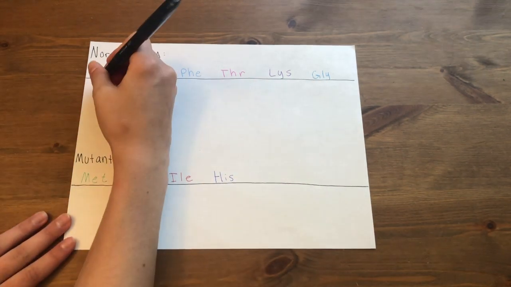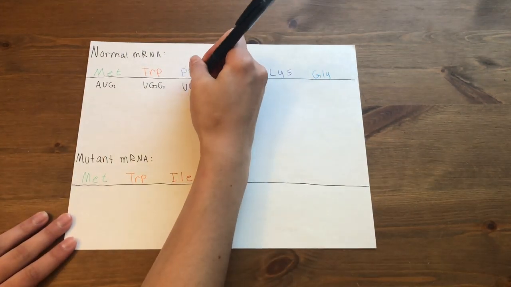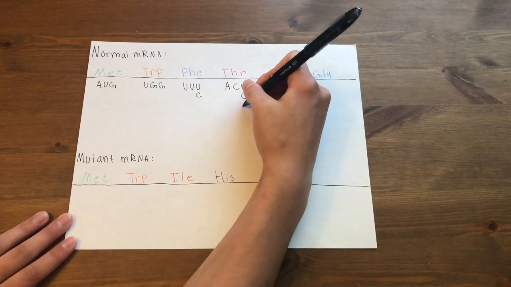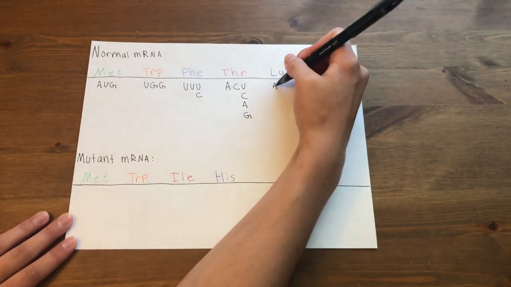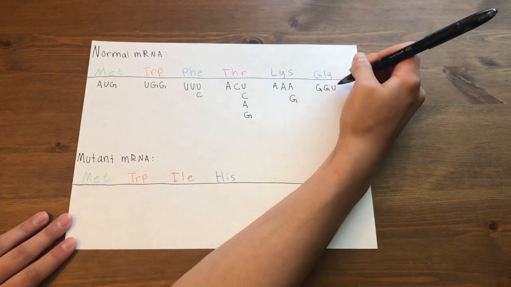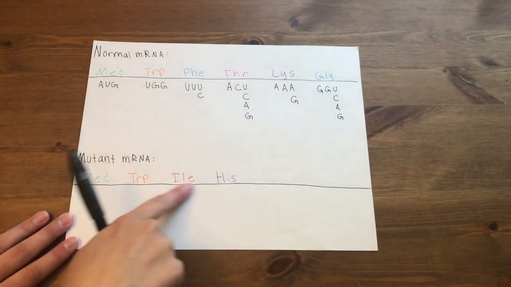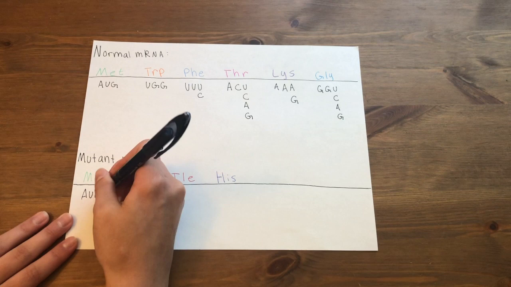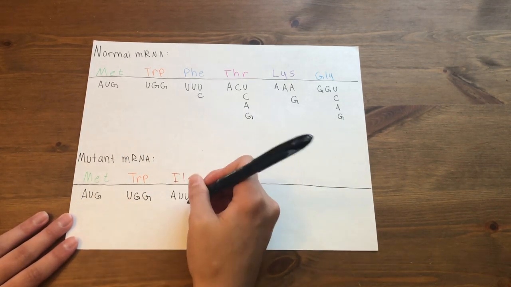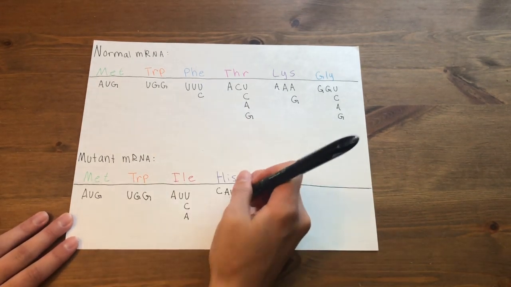So we're going to write down all the possible codons that could have coded for the amino acids. For methionine, it's AUG; tryptophan, UGG; phenylalanine, UUU or UUC; threonine, ACU, C, A, or G; lysine, AAA or AAG; and glycine, GGU, C, A, or G. Now to determine the mutant codons, we have AUG for methionine, UGG for tryptophan, AUU, AUC, or AUA for isoleucine, and CAU or CAC for histidine.